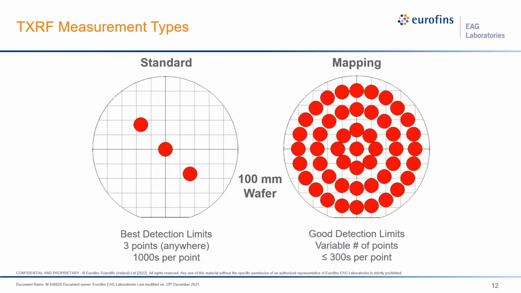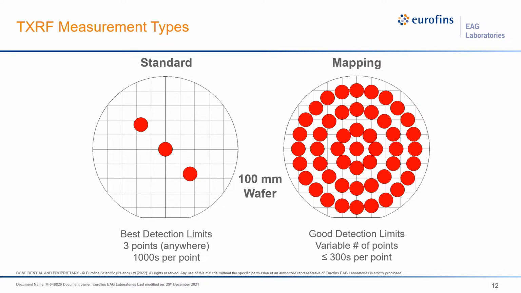So I also want to discuss the 2 modes in which we operate in TXRF. We can call these our measurement types. We have what we call our standard mode. This is where we're trying to get the best detection limits possible. And we look at 3 points on the surface of a wafer. So the example here is a 100 millimeter wafer, and the analytical spot sizes in red are to scale. Typically we're recording 1,000 seconds a point, which is the max at which you can collect on the instrument.